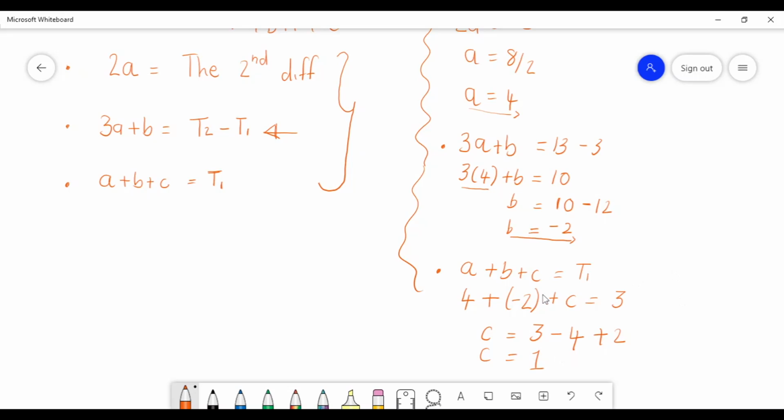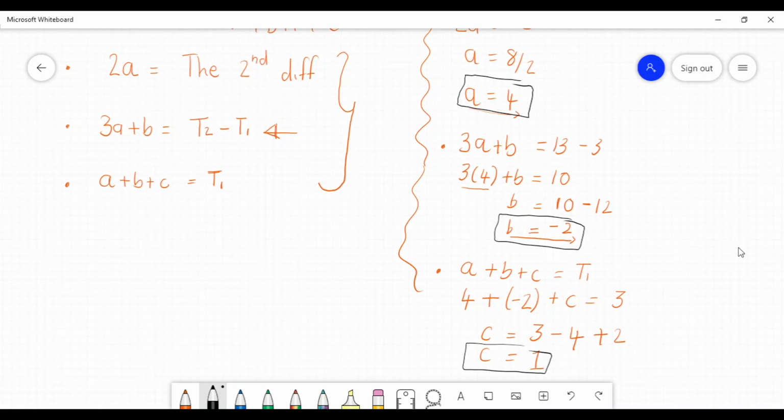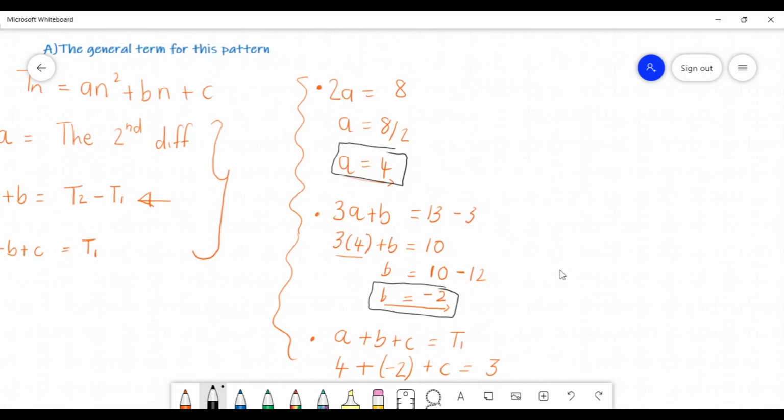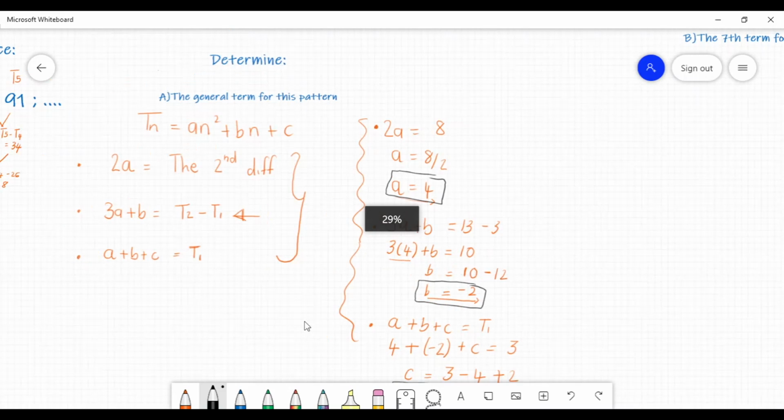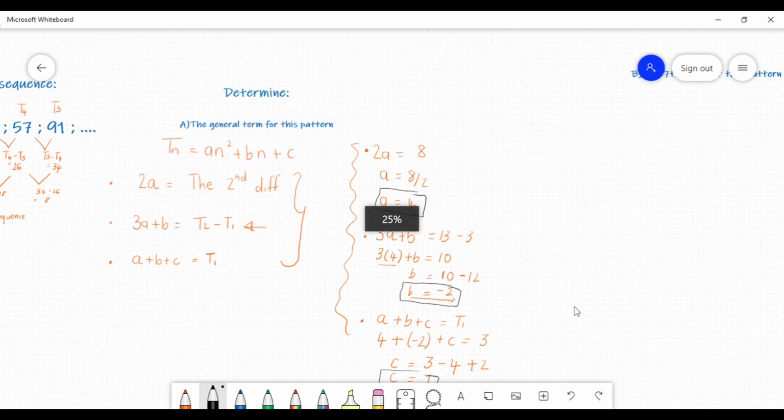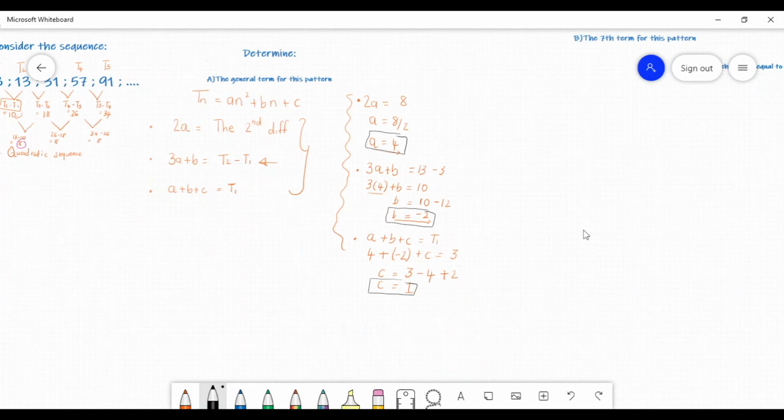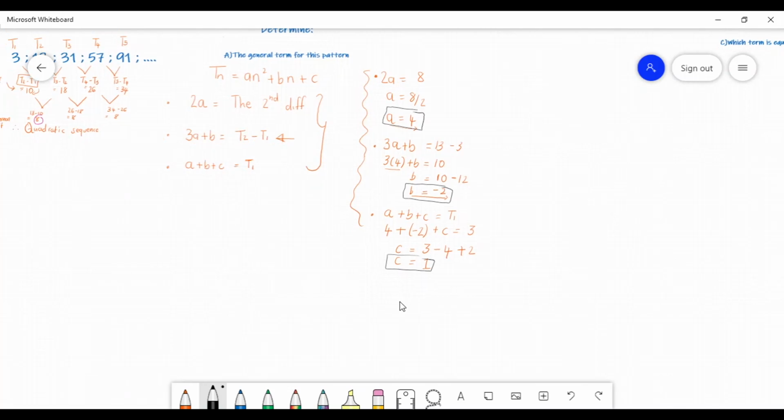We already know now that our a is equal to 4, right? We already know that our b is equal to minus 2, and we already know that our c is equal to 1. So what's left for us to do is that we need to now substitute those values into the equation of Tn.